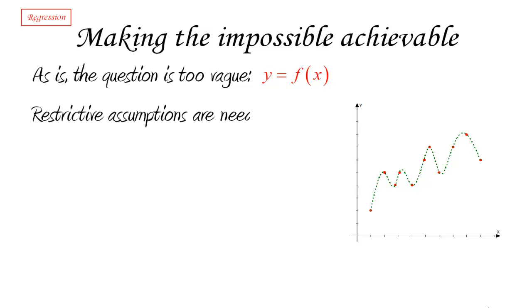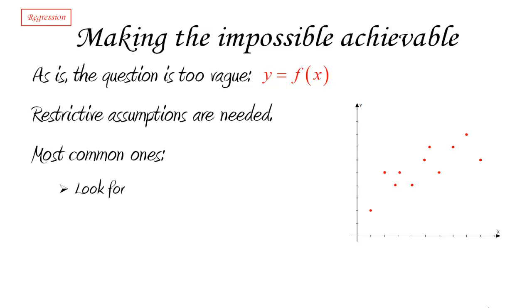Well, we definitely need to make some assumptions in order to make this work. Otherwise, once again, there are way too many options, too many possibilities. Now, the common assumptions that are normally made are these ones, and I'm going to explain to you both what they are and why people make these assumptions. The first one is that we're going to be looking for a linear relation.